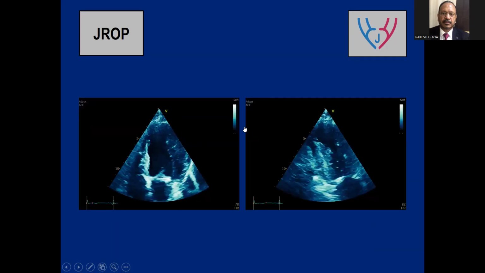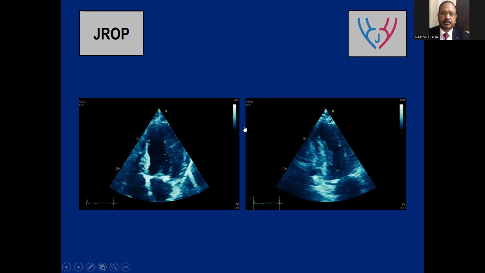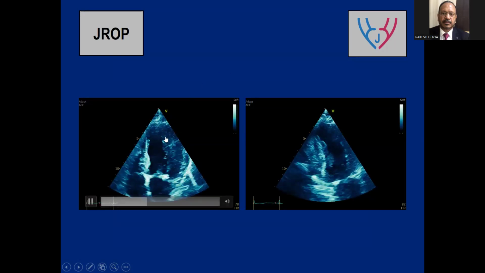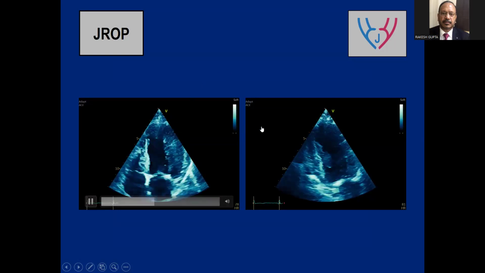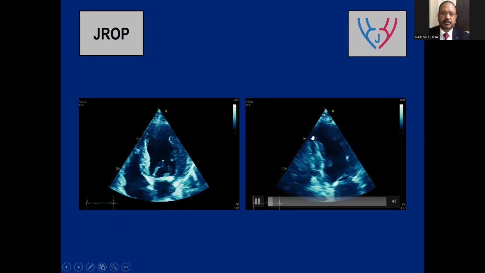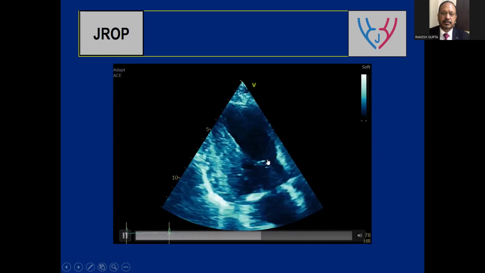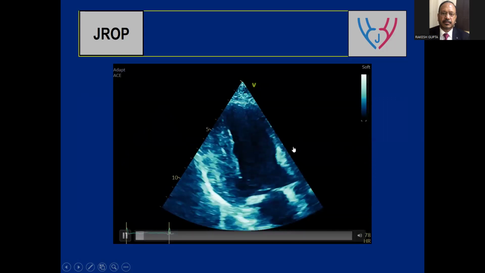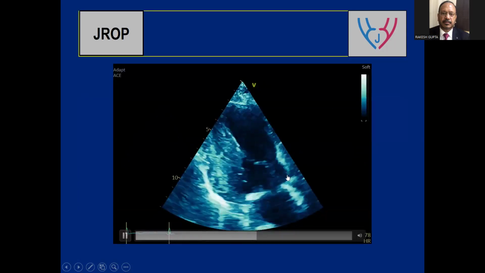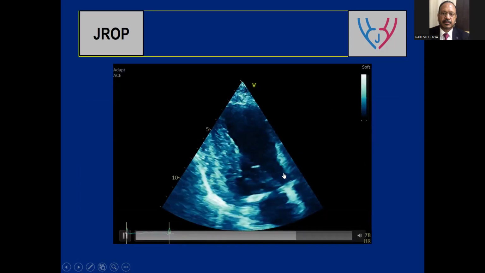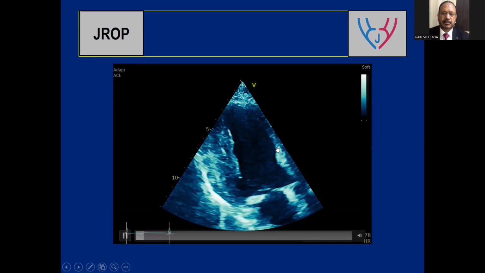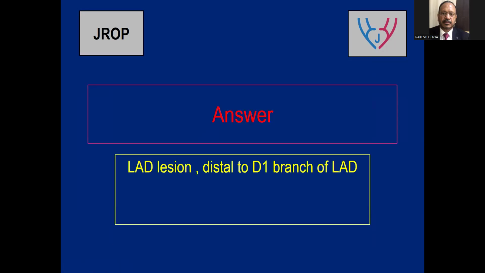So let's move to another case, almost similar. Now in this image, look, the apical lateral, apical septum, apical and mid-anterior wall and apical inferior wall are involved. But look carefully, this segment is contracting. If this segment is contracting, what does it mean? It means we are dealing with a mid-LAD lesion where the D1 branch of the LAD is preserved. So the answer is an LAD lesion again, but distal to the D1 branch of the LAD.